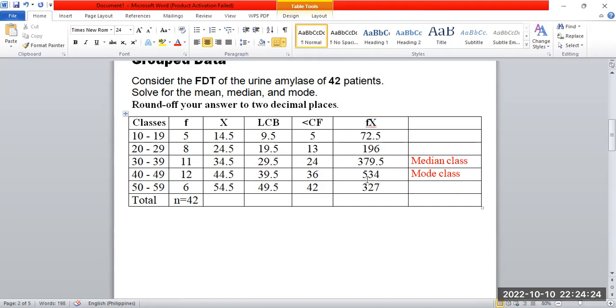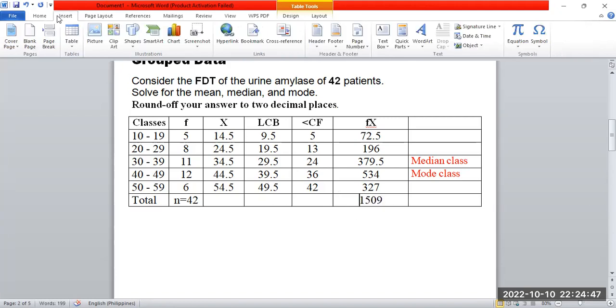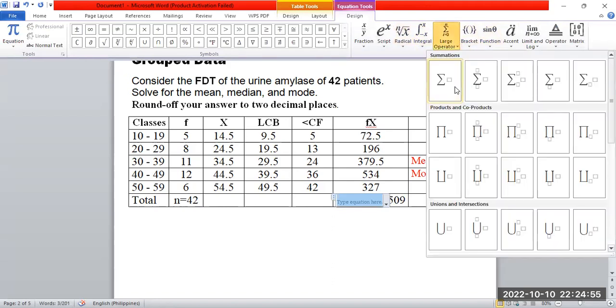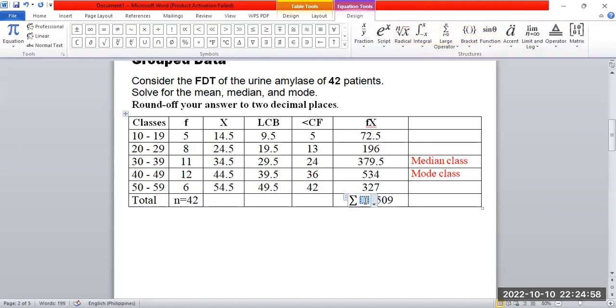So we just need to add all these F times X. So 72.5 plus 196 plus 379.5 plus 534 plus 327, and that is equal to 1,509. Okay, so that is the summation of F times X.